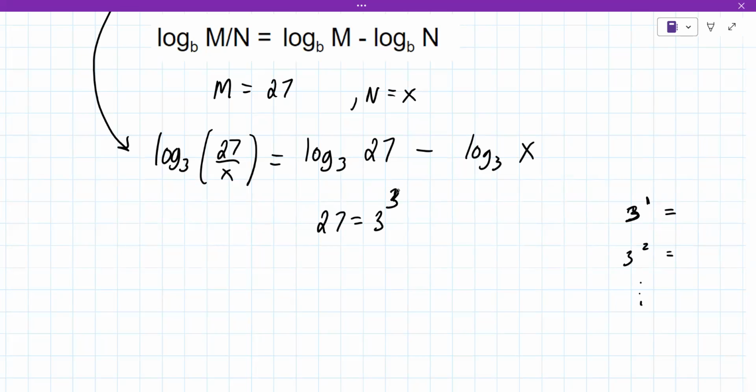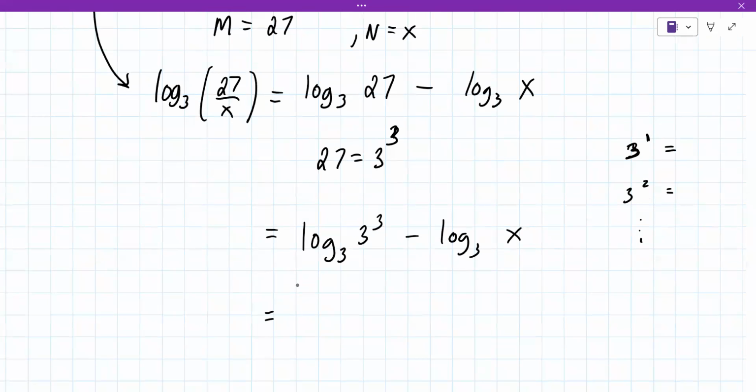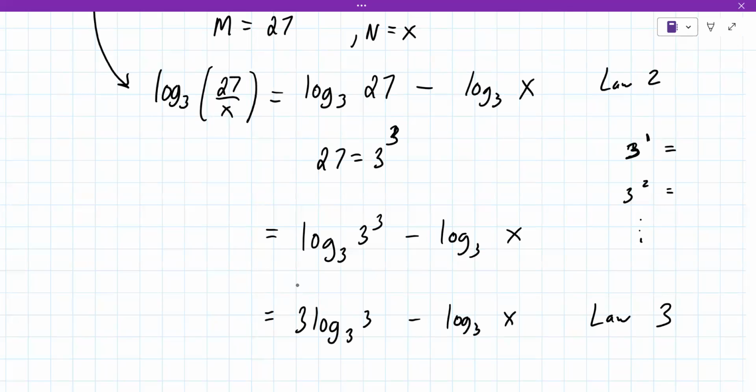So you can now rewrite this as log base 3 of 3 to the power of 3 minus log base 3 of x. There's no law here. This is just a rewrite step. Then from here, this exponent 3 can come out in front. That is a law step. 3 times log base 3 of 3 minus log base 3 of x. This is law 3. I'm sorry, this was law 2. Probably need to write that in there.